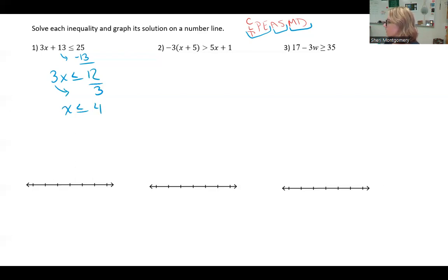So to take our solution, you can show your solution as an inequality. That's what I have now. Or you can show your solution graphically. And graphically, all we do, see how we've got all those little hash marks? Usually that's where we put the numbers on the number line, right? Okay, we're not doing that.